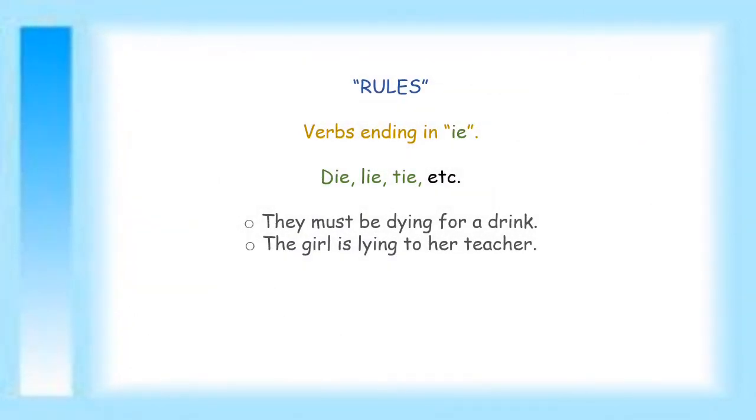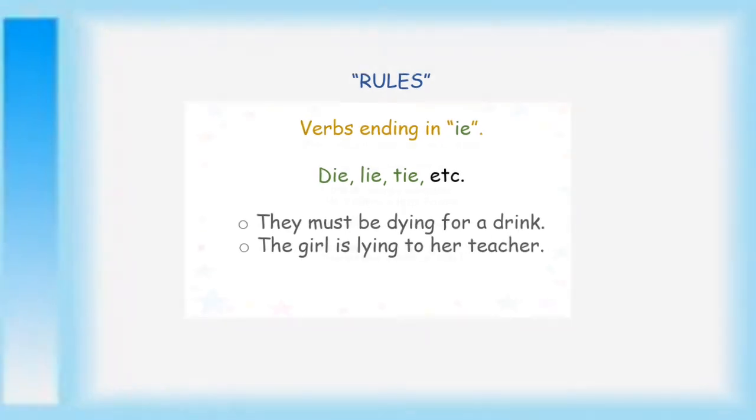The other important rule is for those verbs that end in ie. For example, die, lie, tie, etc. We have to delete that ie and add the ing form. For example, they must be dying for a drink. And the girl is lying to her teacher. As you can see on this occasion, we have deleted the letters ie and we have added the ing form.